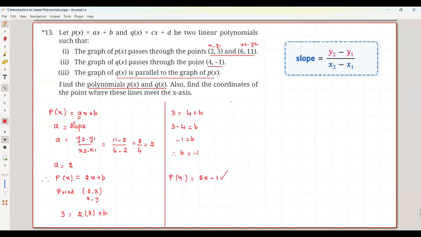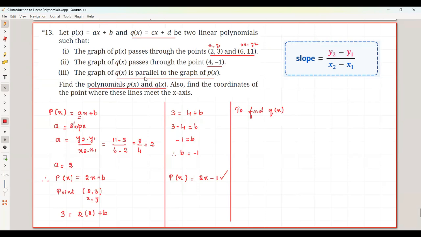So now for finding q of x. q of x is given as cx plus d. We have to find out the c value and the d value. How do we get the c and d values?